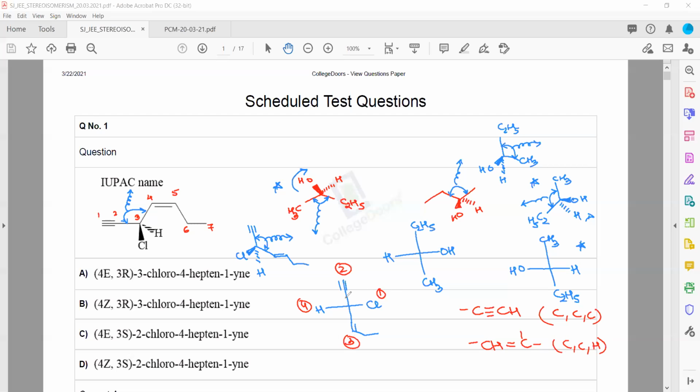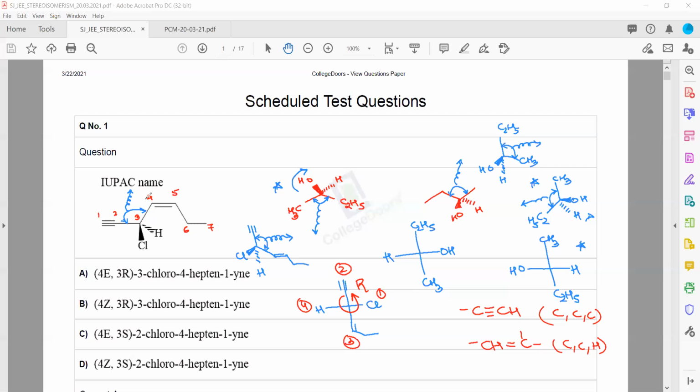Now 1, 2, 3 is moving in the anti-clockwise, but H is on the horizontal, so the configuration will be R. Is this clear? Yes, sir. Then looking at the double bond, EZ notation देना है.